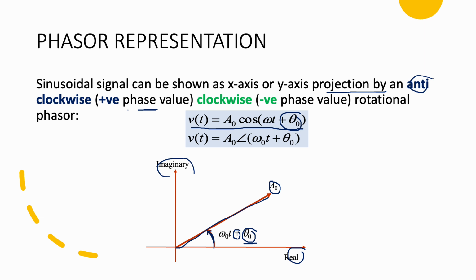Alright, so let's say we have another equation which is omega naught t minus theta naught. In this case, let me use a different color of pen. Since it is negative theta naught, you need to make it a clockwise direction. The value of this angle depends on the value of theta, and the amplitude will be the value here. Okay, all right.